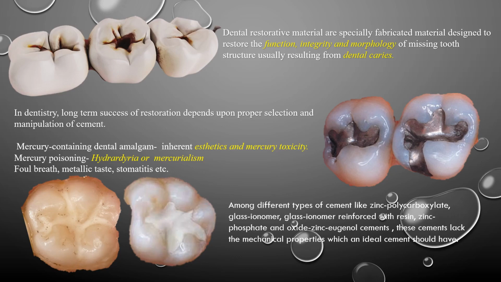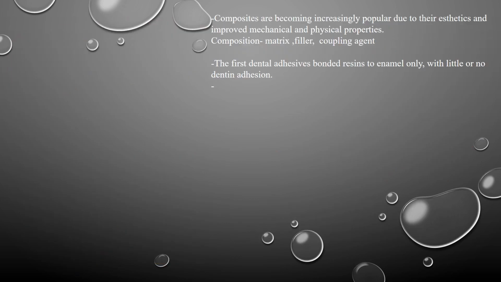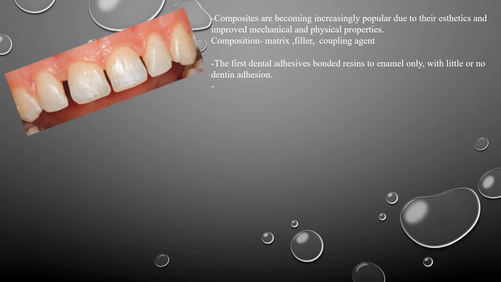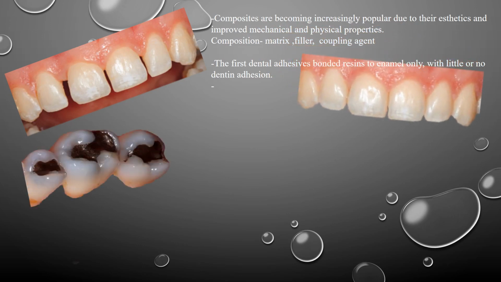But the demand for aesthetics in dentistry over a very long period has led to the discovery of a restorative material like composite. Composites are becoming increasingly popular due to their aesthetics and improved mechanical and physical properties. In terms of composition, composites have a resin matrix, fillers and coupling agents. If the clinician has the skills and thorough knowledge about the material and the anatomy of the tooth, then the tooth can be restored with natural anatomy and natural tooth color with the help of these dental composites.